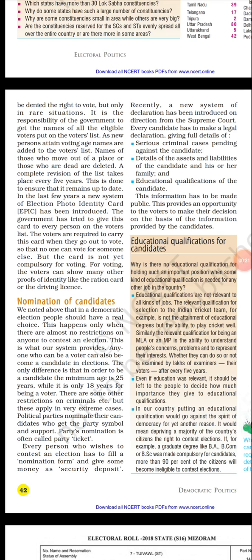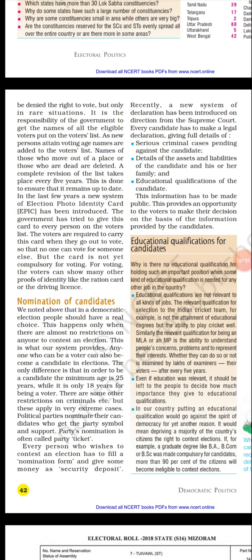Then we have discussed voters list. For election, voters are required. Who are the voters? Voters are the common people and their name should be enlisted in a list. That list is called a voters list. Now, today we will discuss nomination of the candidates, how the candidates nominate themselves.